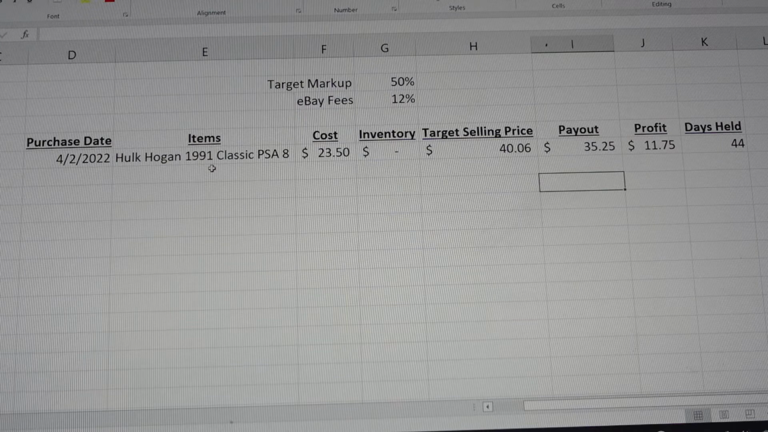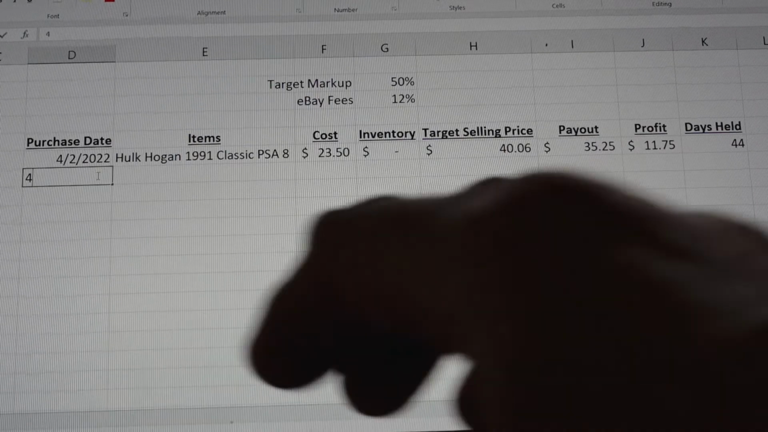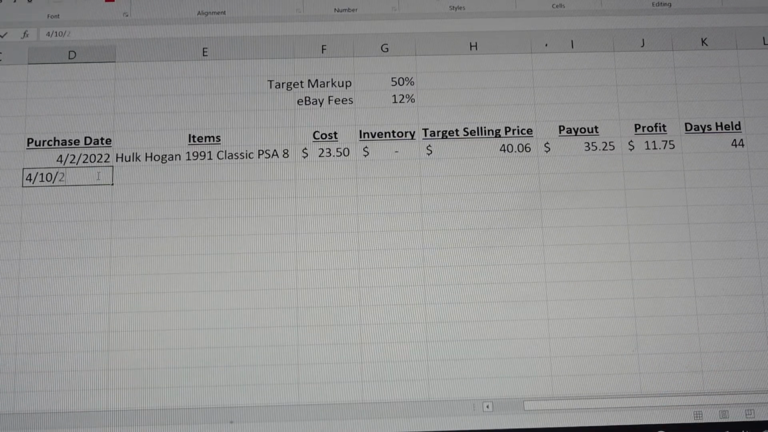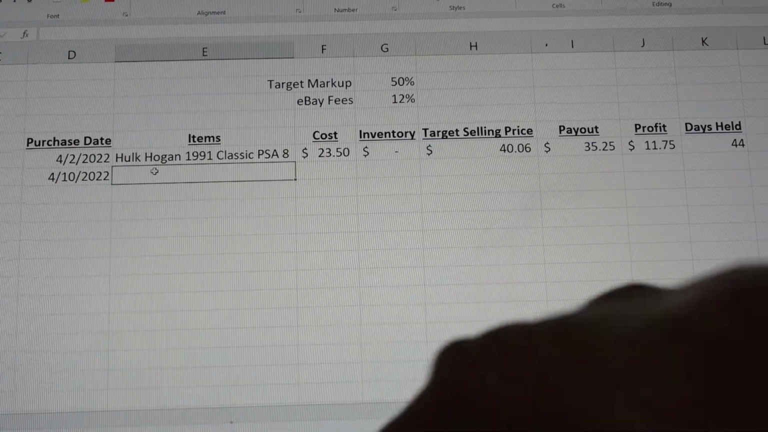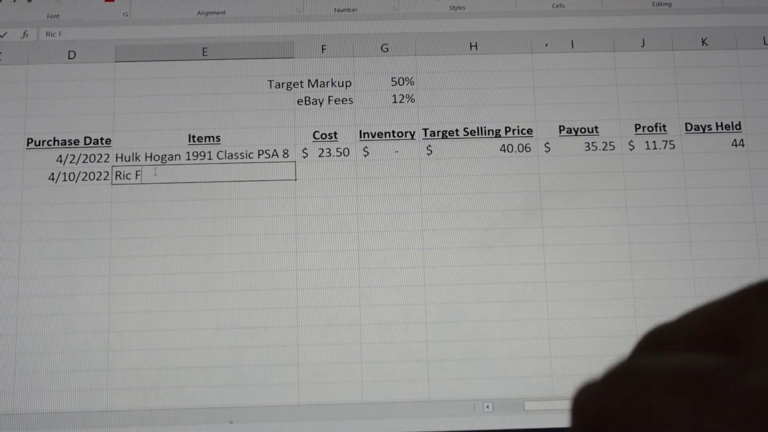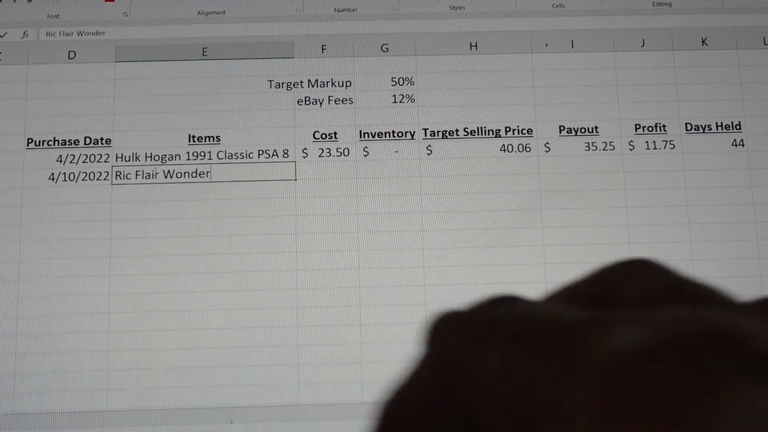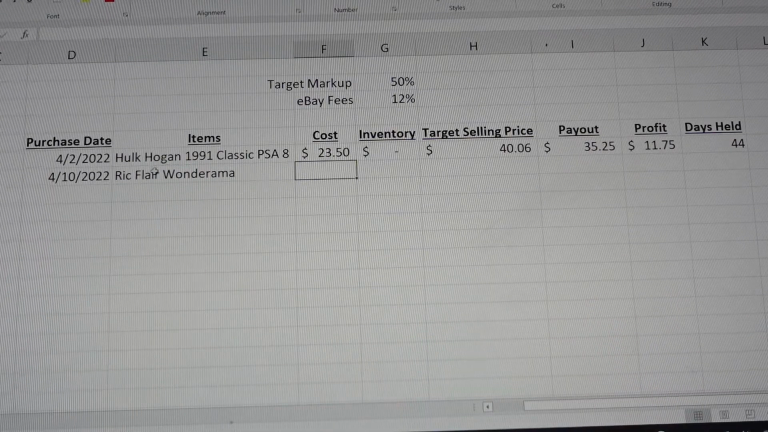But going back to inventory and inventory turnover, let's add a couple more items here. And let's not fill in all of the cells, but just the important ones for those two metrics. So say on the 10th, I bought a Ric Flair Wonderama card. I paid $19 for it.